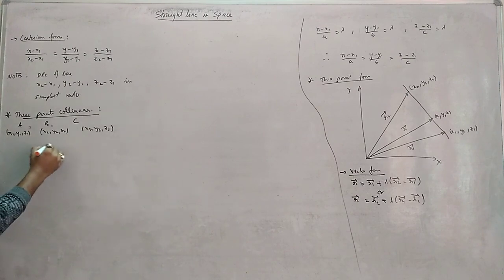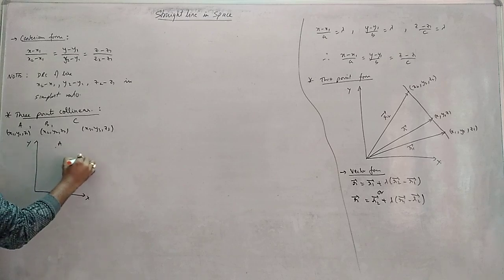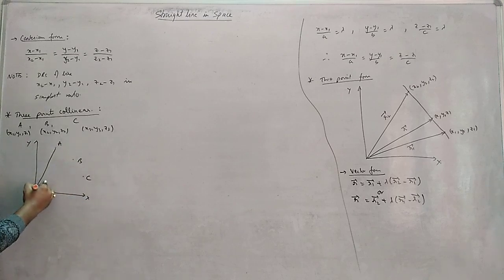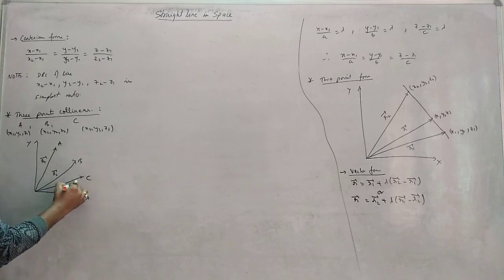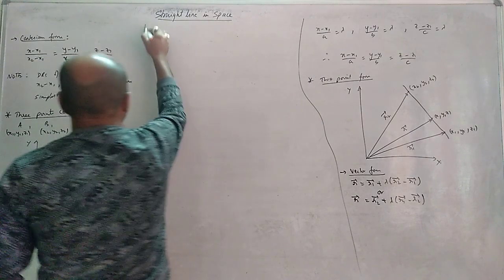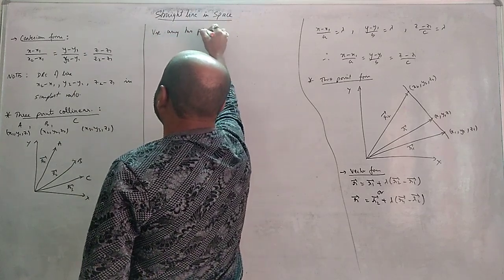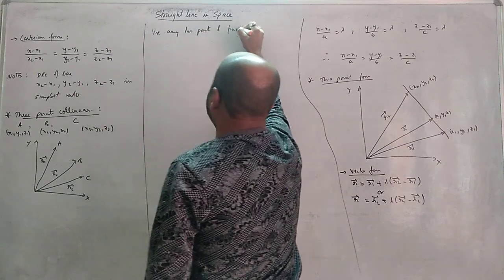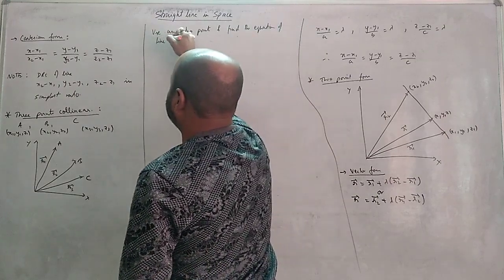See, this is an x, y, z coordinate system. Here there are 3 points, A, B and C. The position vector of A, I am calling R1 vector. The position vector of B, I am calling R2 vector, and the position vector of C, I am calling R3 vector. These three will make a straight line. That is called collinearity. So your job is to use any 2 points and find the equation of line.